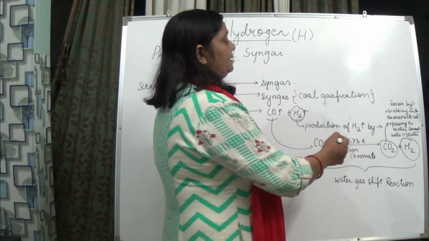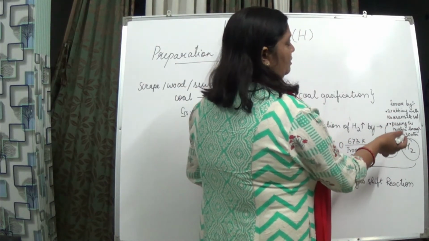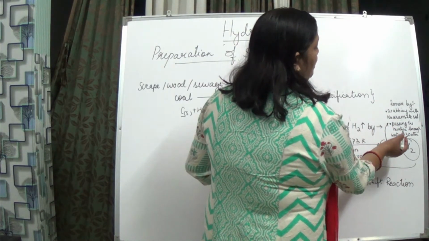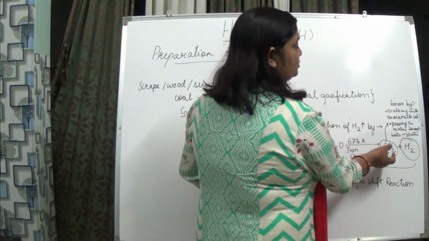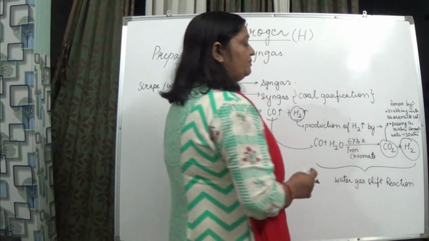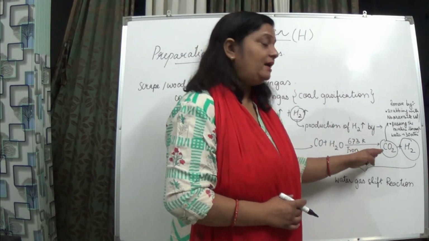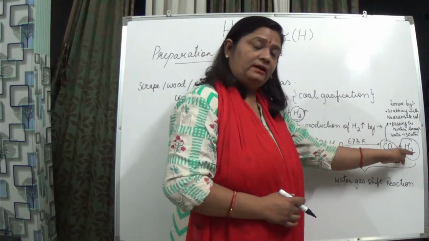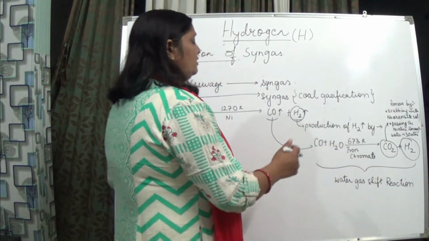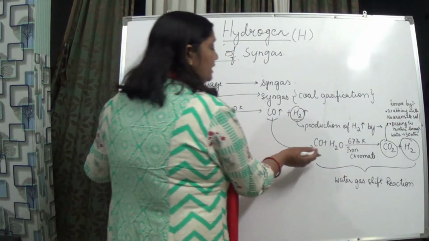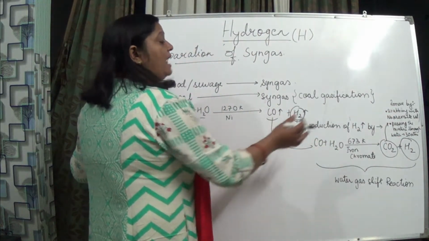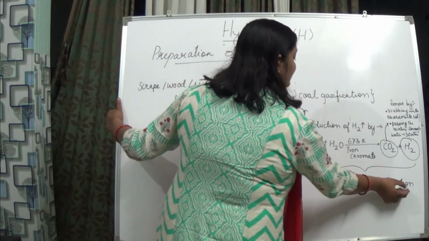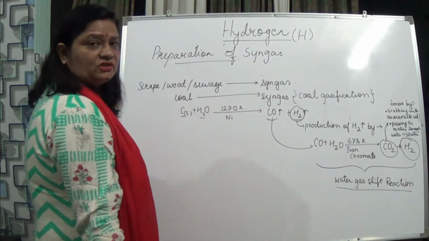And this carbon dioxide which we have got can be removed by scrubbing it with a sodium arsenite solution, and by passing the mixture through water at 30 atmospheric pressure, this carbon dioxide can be removed and we will be getting hydrogen gas. So here this reaction is only taken forward, and then we are getting hydrogen. So we call this reaction the water gas shift reaction.